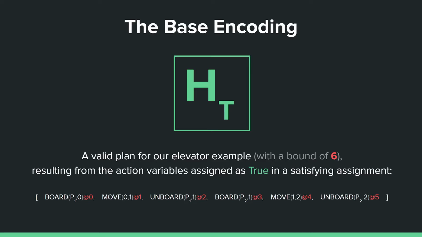We can solve this using traditional SAT solving methods to obtain a satisfying assignment for each Boolean variable. Then extracting a valid plan is as simple as taking the action variable at each time step that's assigned as true. But this method is nothing new, and not exactly what we're interested in.